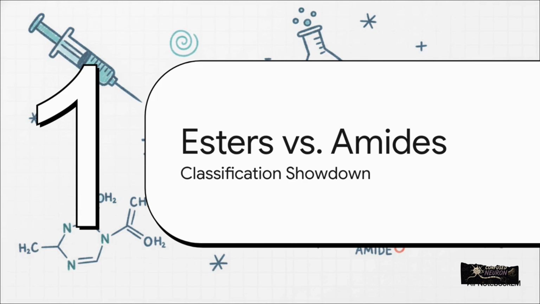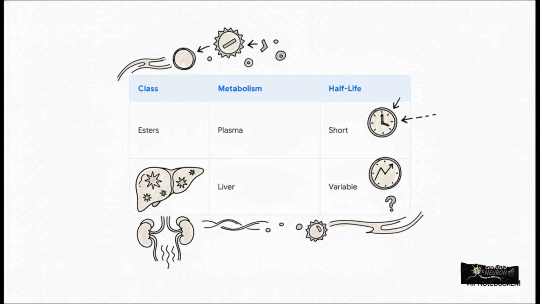Section 1. Classification Showdown. Esters versus amides. All right, so we know how they block pain. Let's look at a rapid-fire pharmacology comparison based on that intermediate chain we drew out earlier. Basically, it's a showdown between esters and amides. Esters are metabolized right there in your blood plasma by an enzyme called plasma butyryl cholinesterase. Say that 3 times fast. Because they get chewed up in the plasma so incredibly fast, their half-life is very short.